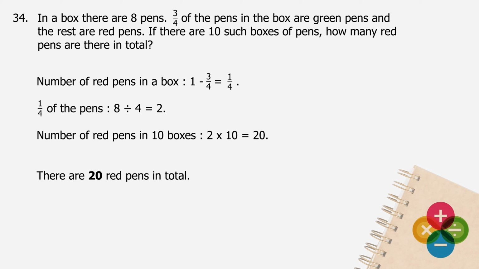The number of red pens in a box will be, subtract 1 from 3/4, and the difference is 1/4. 1/4 of the pens will be, divide 8 by 4, and the quotient is 2. The number of red pens in 10 boxes will be, multiply 2 by 10, and the product is 20. There are 20 red pens in total.